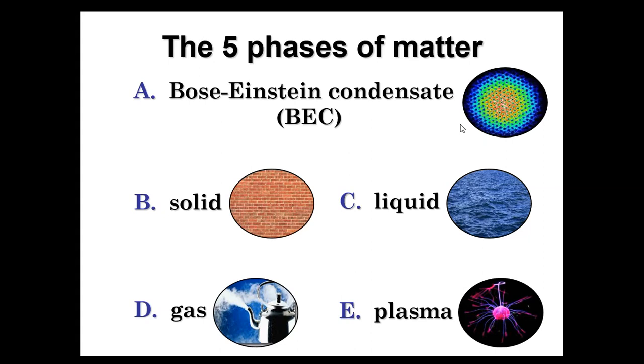The next three you're very familiar with: solid, liquid, and gas. And the last one is plasma. This will be at very high temperatures where you actually separate the charges in the atom, like the electrons will be separate from the positive nuclei. So everything has a charge then.